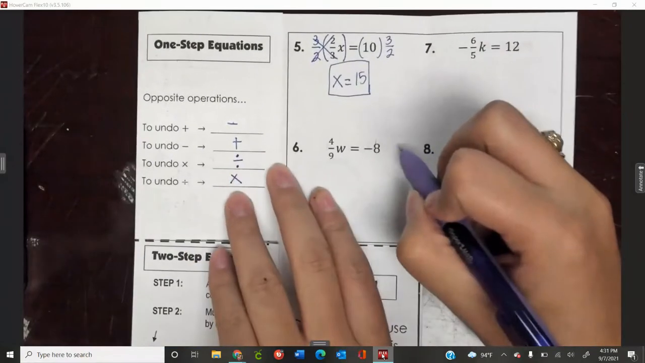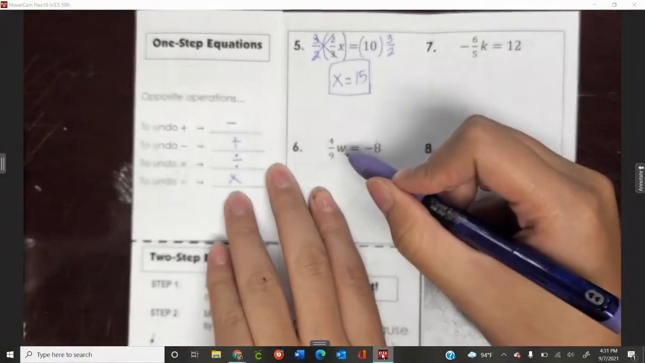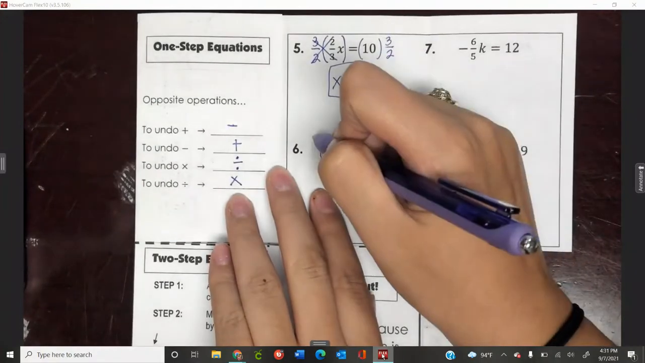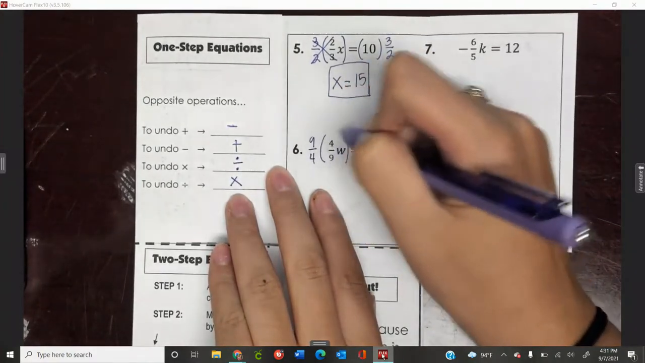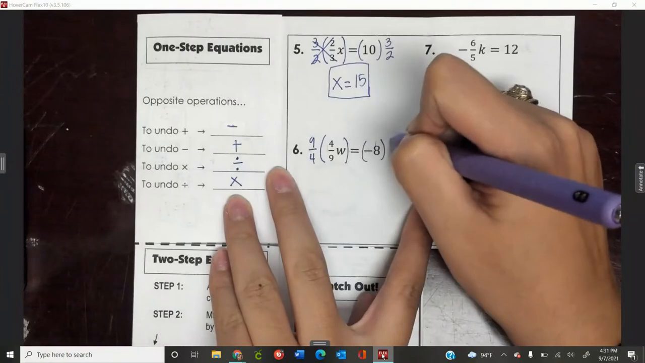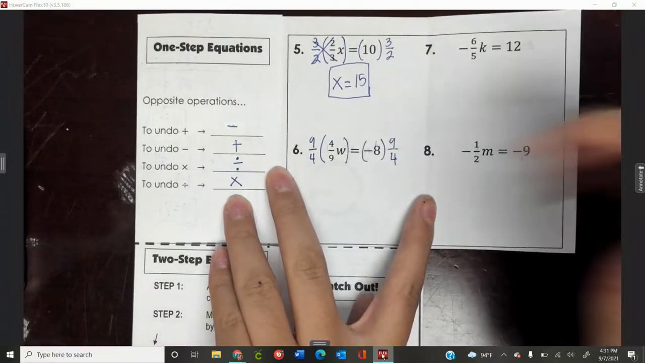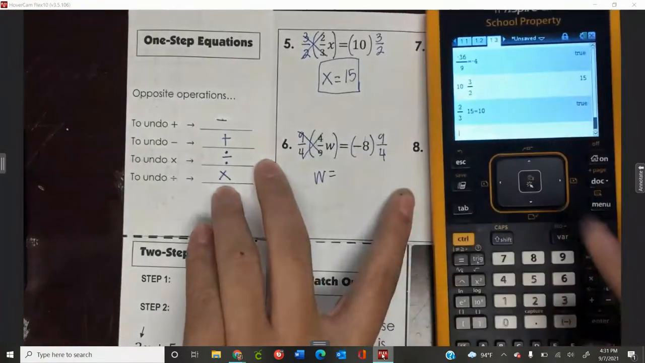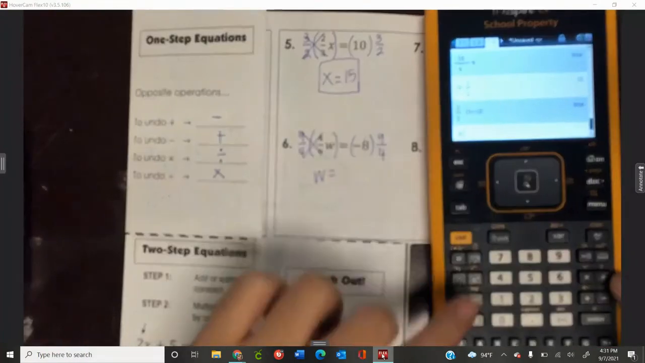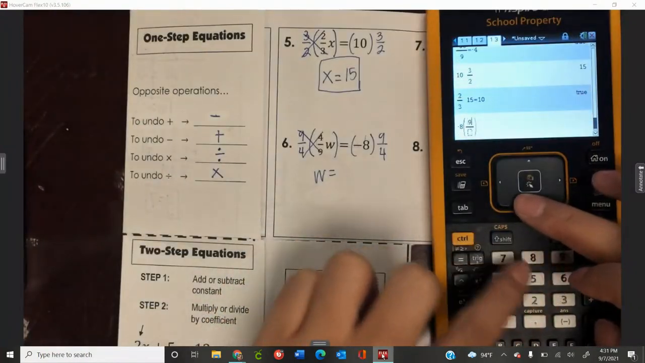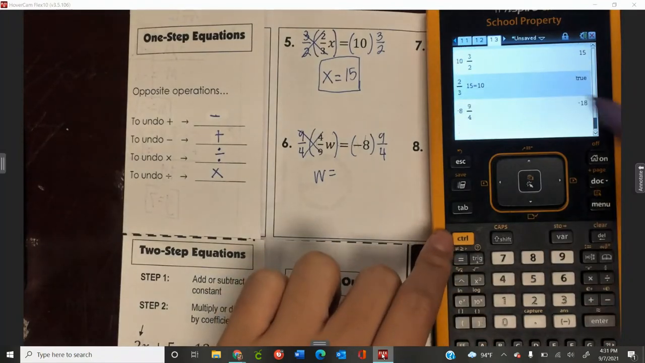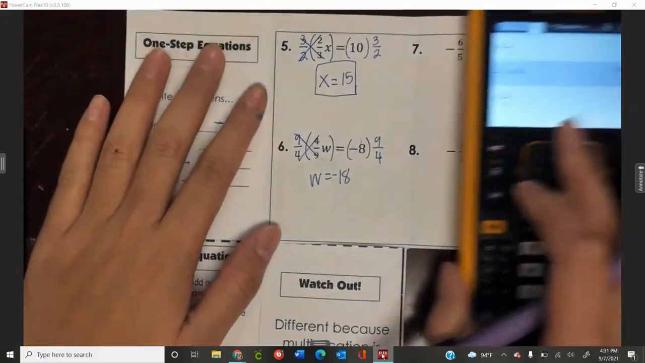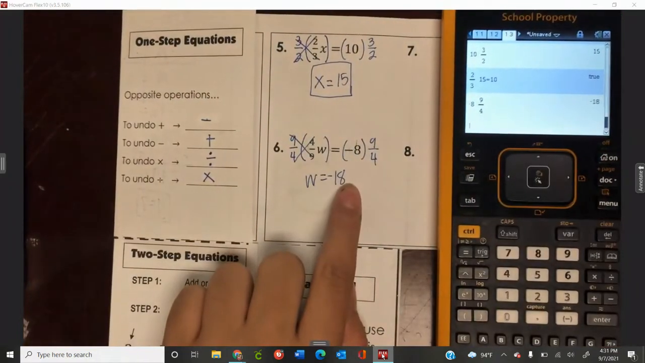Okay? Then we have number 6, 4 over 9w equals negative 8. So again, we want to multiply by the reciprocal, which would be 9 over 4. Again, we're just flipping this. So we're going to do this on both sides. So here this cancels out. We're left with w equals, and then we have negative 8 times, control divide, 9 on top, 4 on the bottom. Multiplying by a reciprocal, we get w equals negative 18. So the value of w is negative 18.